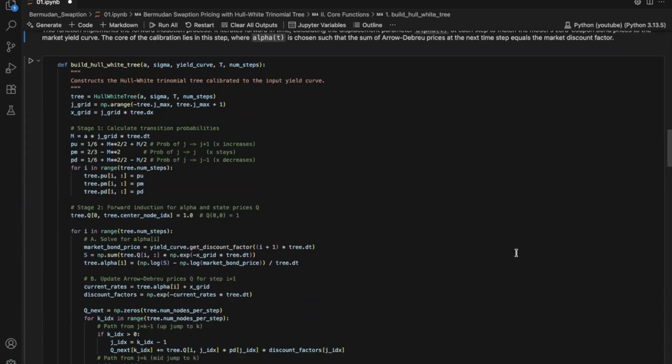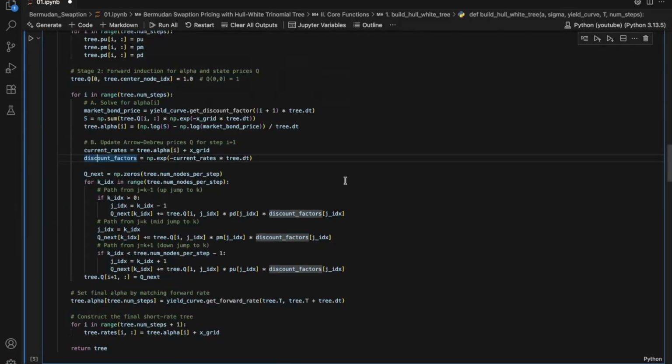The implementation of this follows the same procedure which we discussed during the construction of the Hull-White trinomial tree. At each time step i, the crucial task is to find the displacement parameter alpha. This alpha shifts the entire rate grid up or down. We choose alpha such that the price of a zero coupon bond within the model tree perfectly matches the price from the real-world market yield curve. This step, known as calibration, is what makes the model arbitrage-free. It ensures our theoretical tree is consistent with the market prices we observe today.